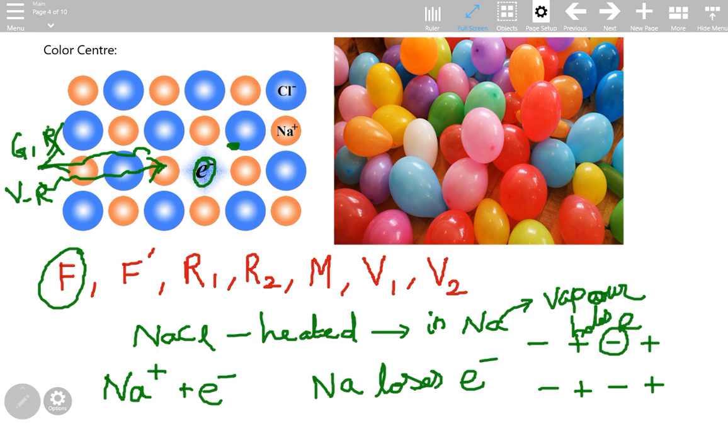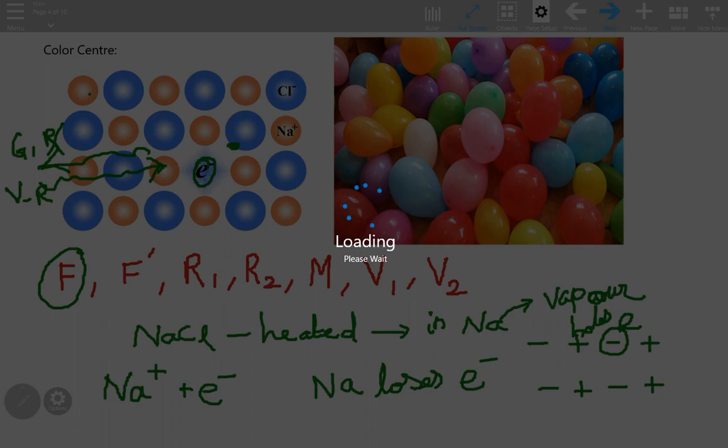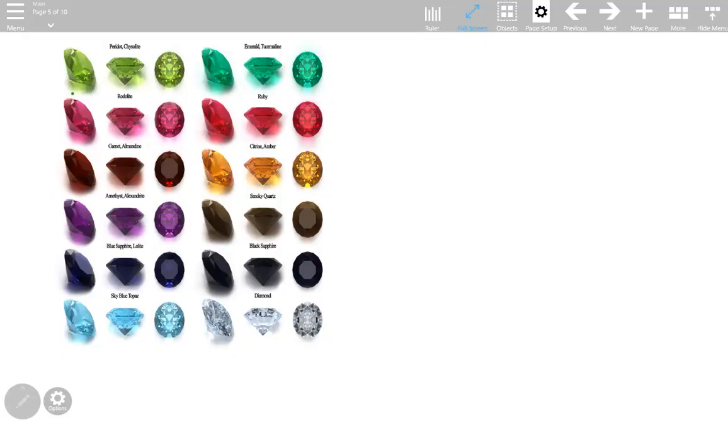F prime is one of the F centers, in which one single negative vacant site, where an electron can take, will have two electrons like this. So we call this F prime. Before, if you see, one negative vacant site takes one electron, which we call an F center.